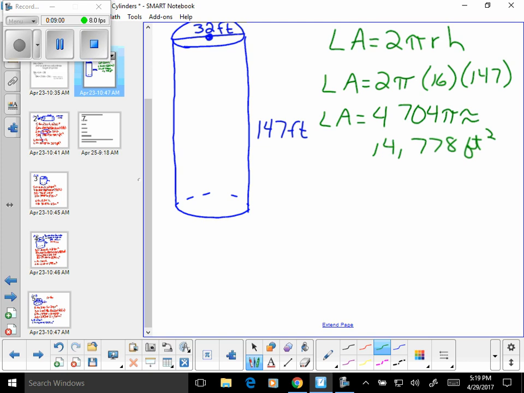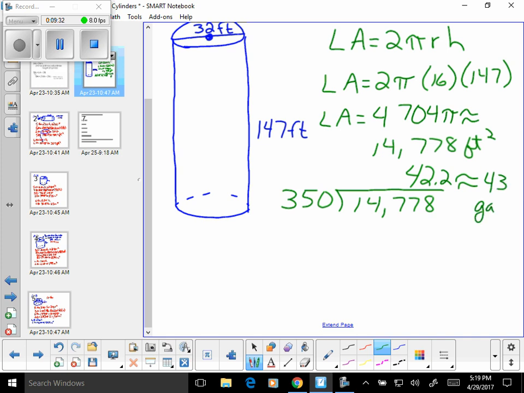Therefore, I need to use that information that a gallon will cover 350 square feet, and I'm going to take my 14,778 divided by 350. Yes, put it through a calculator. You're going to get 42.2, and I don't think it comes out evenly as I recall. There's a whole bunch of numbers. Now, you don't normally just pour a little bit out of a gallon and sell it. So in order to really paint that tank, you're going to need 43 gallons.